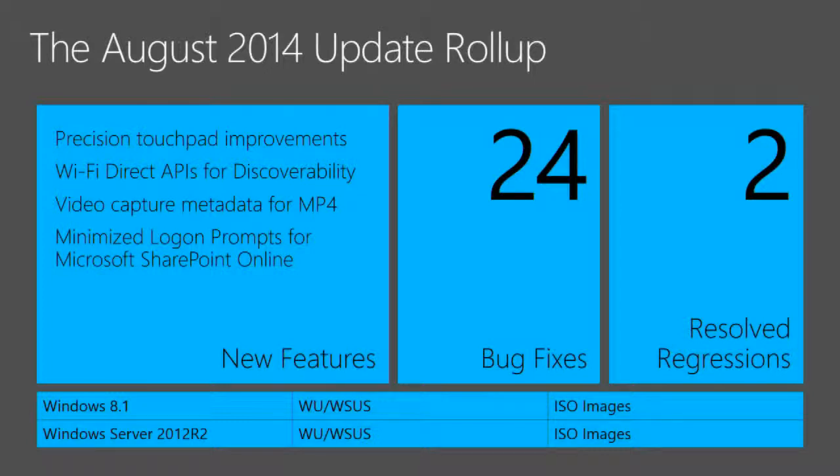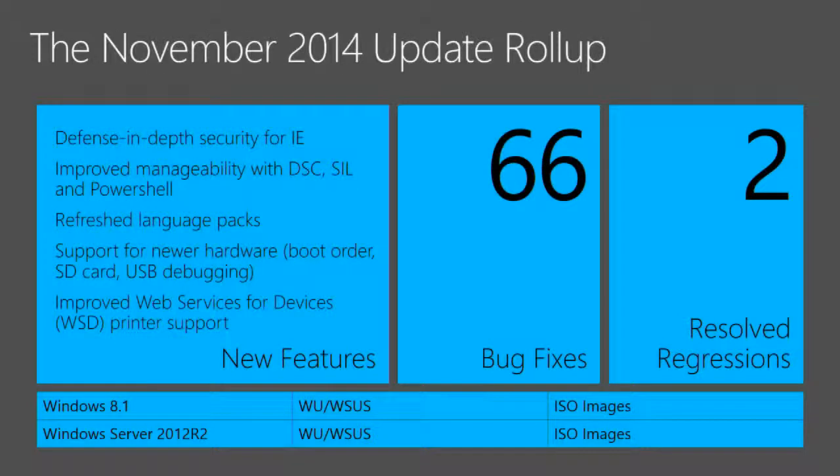24 bug fixes, 2 resolved regressions, and my slide has a mistake. We didn't do ISO images in August, but that's okay. In November, then, we released another update roll-up. Now, by the way, we also released monthly roll-ups in between, October and September, etc.